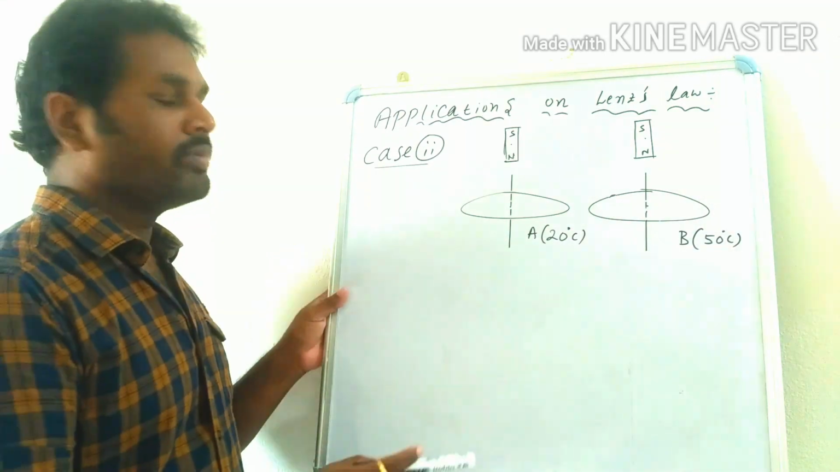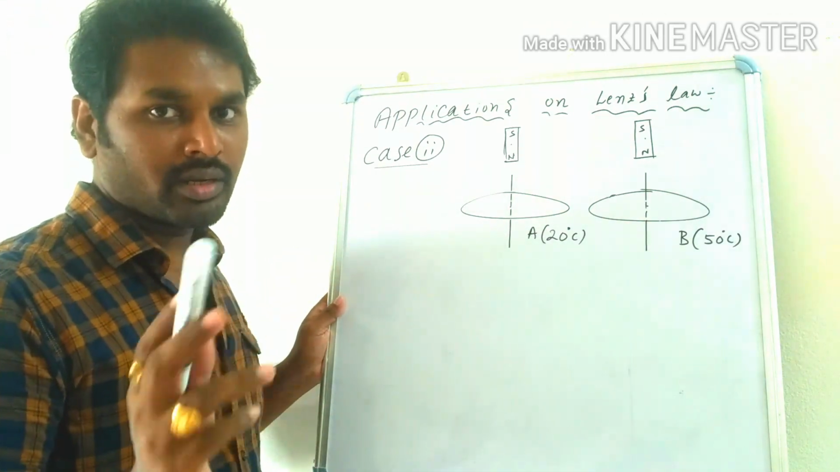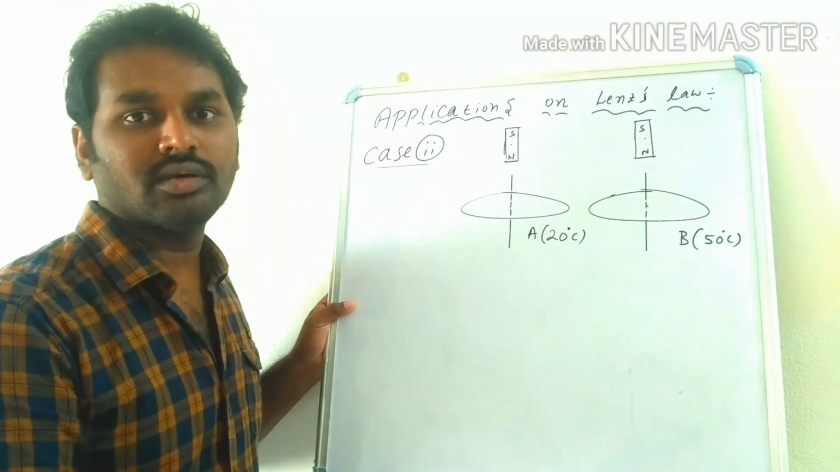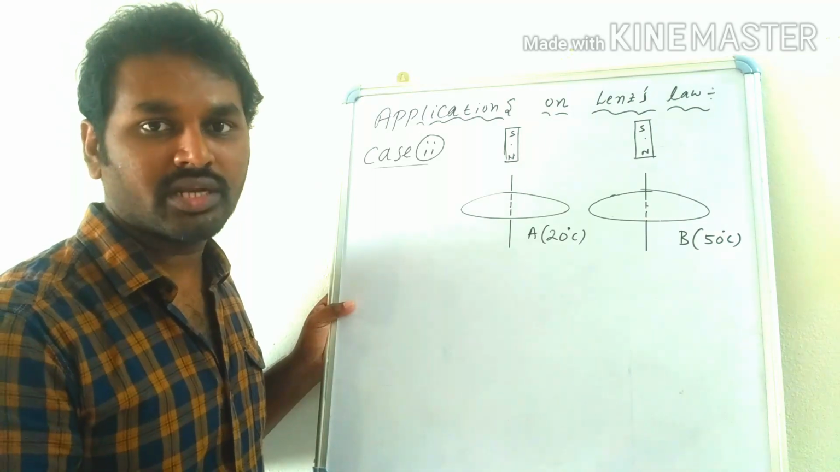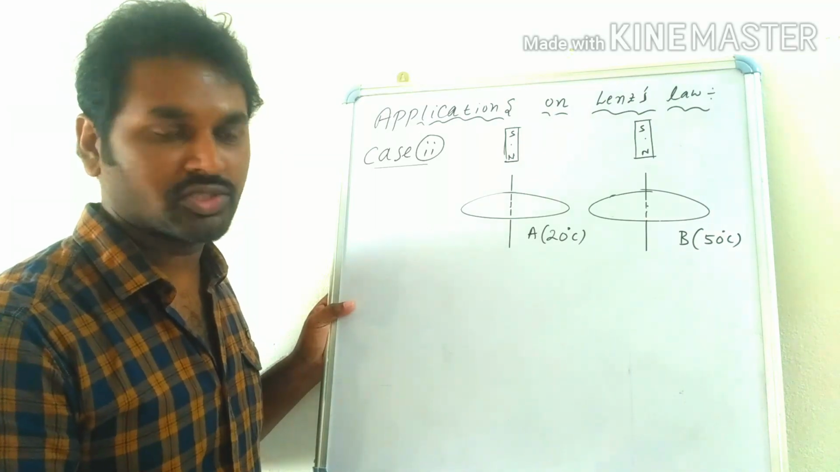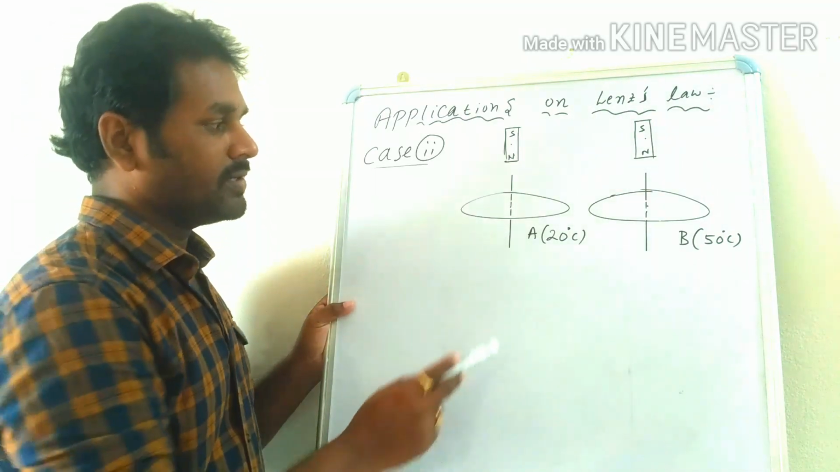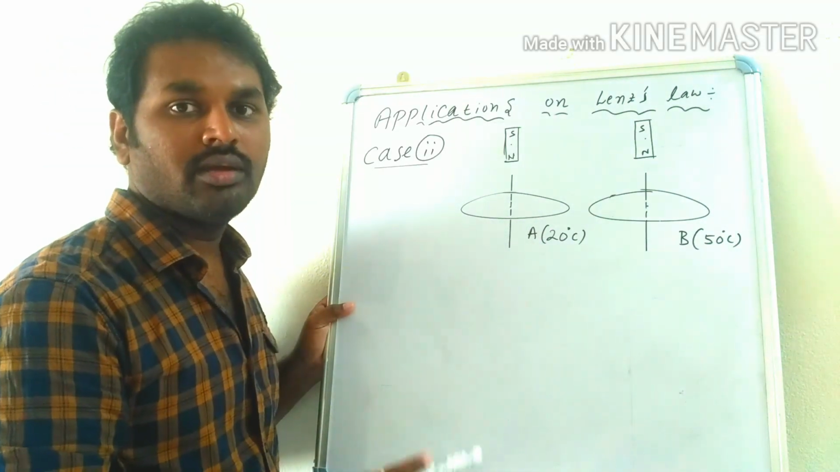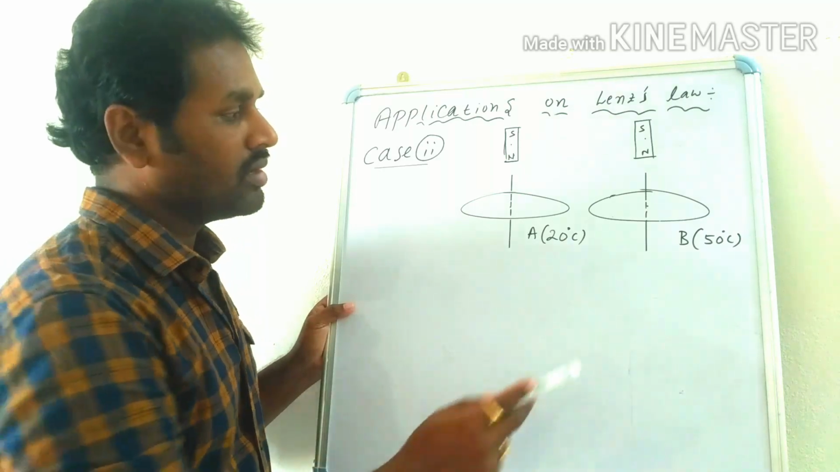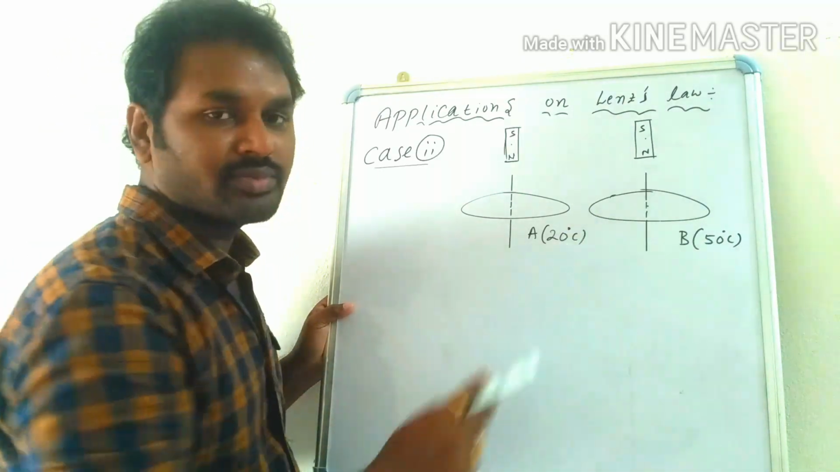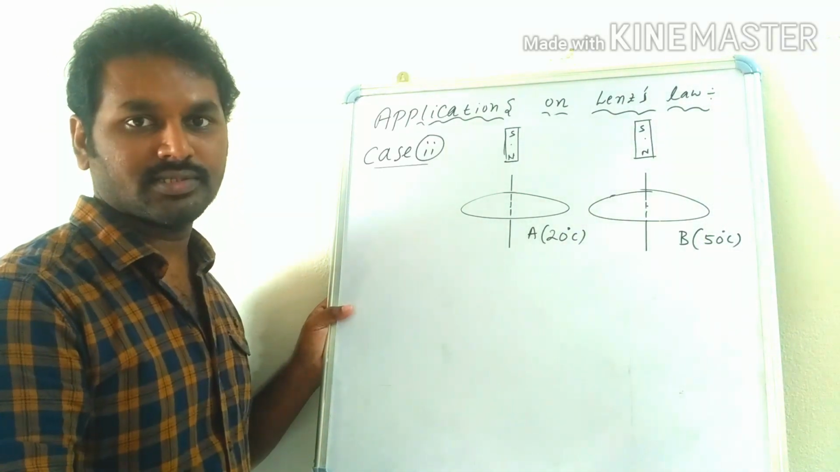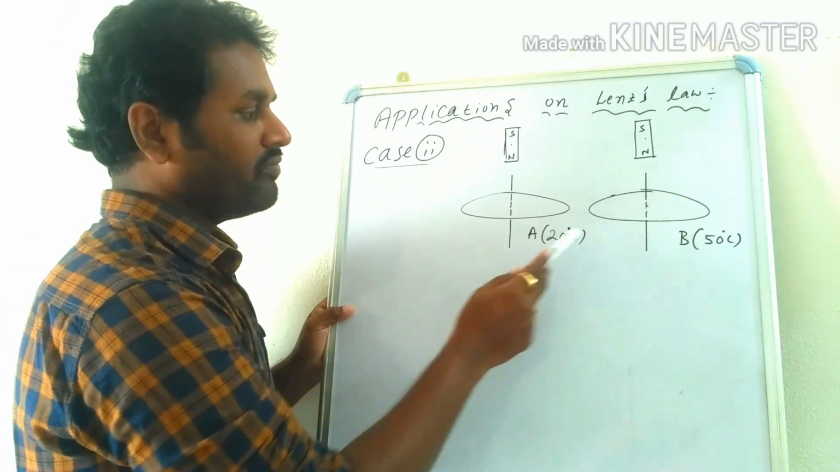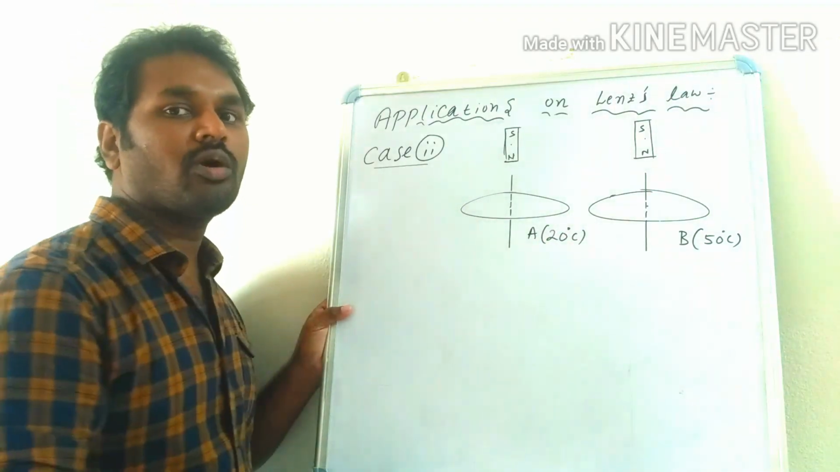Here on the board, I am taking two identical metallic rings, A and B. Identical in the sense that both have the same nature and the same dimensions. But ring A is kept at a temperature of 20 degrees Celsius, and ring B is kept at 50 degrees Celsius. There you can see the temperature of A is less than the temperature of B.